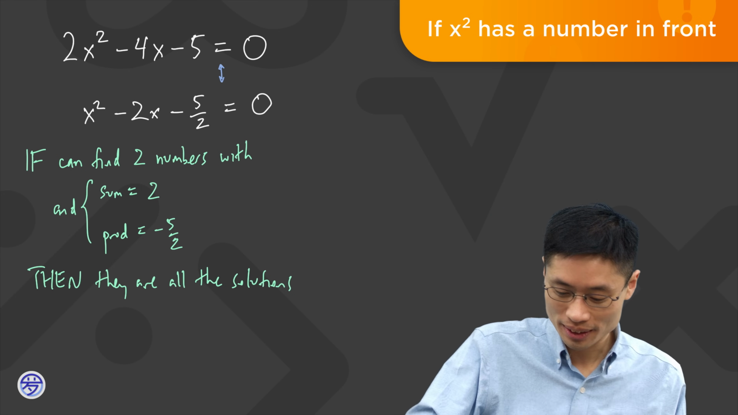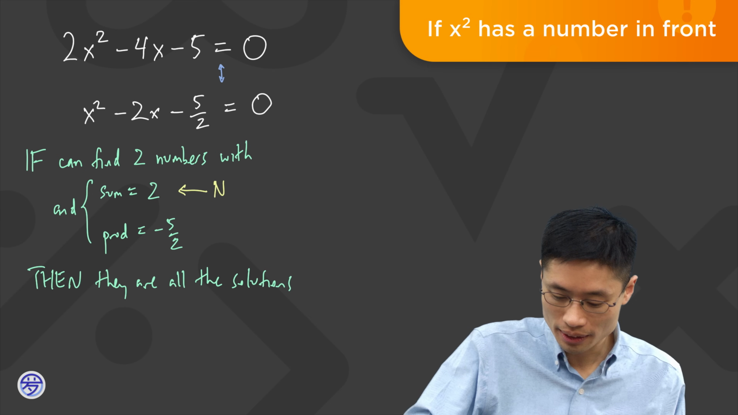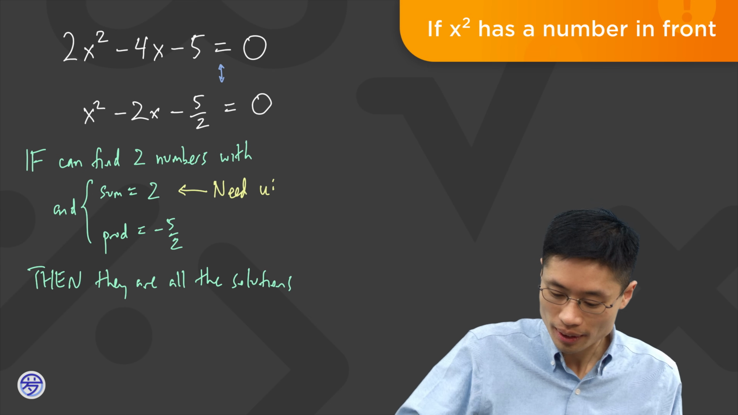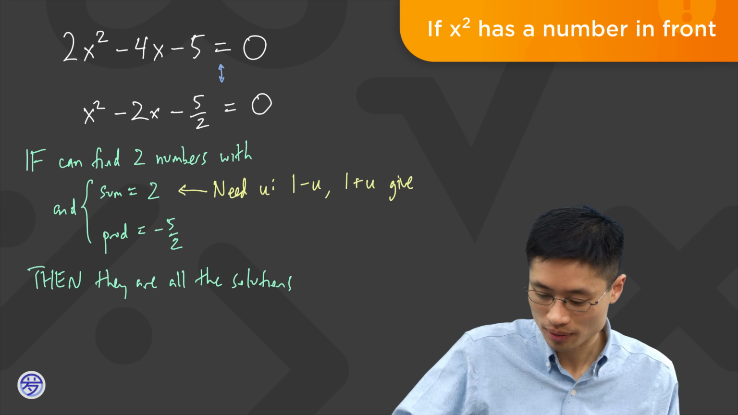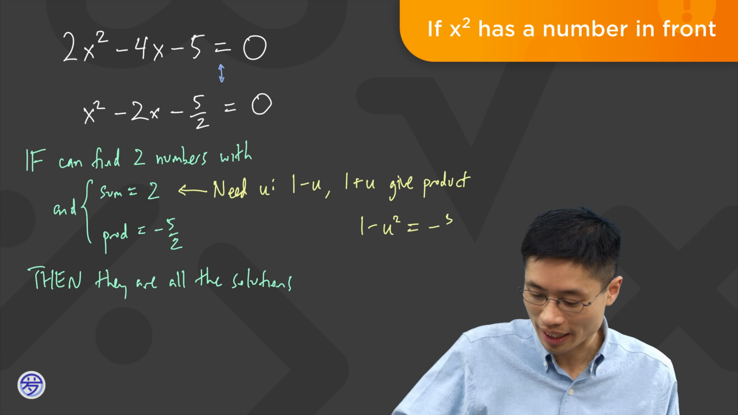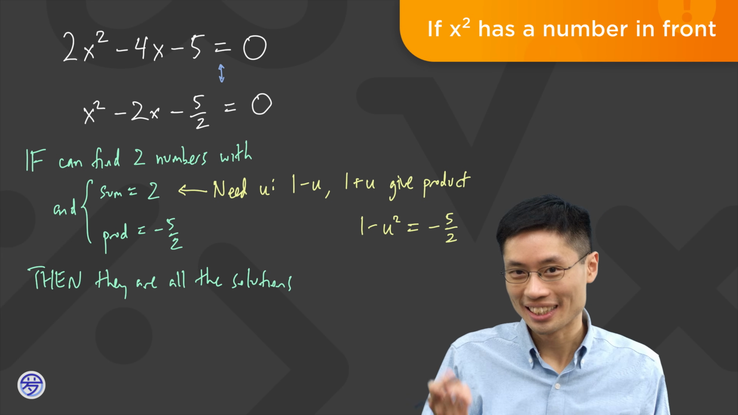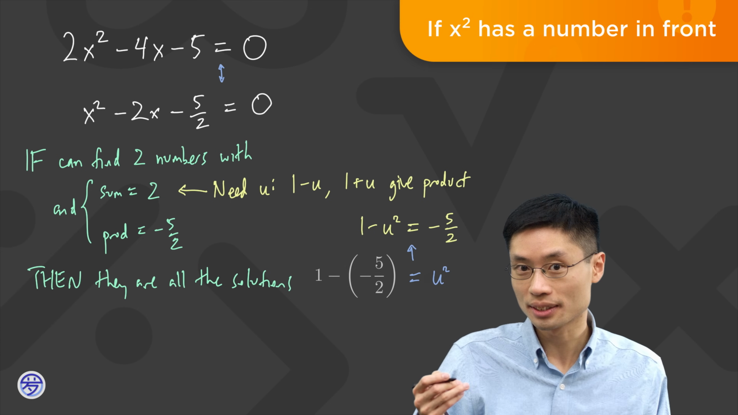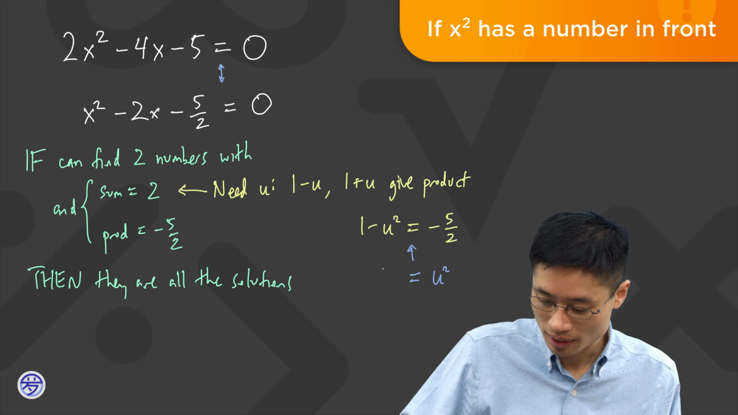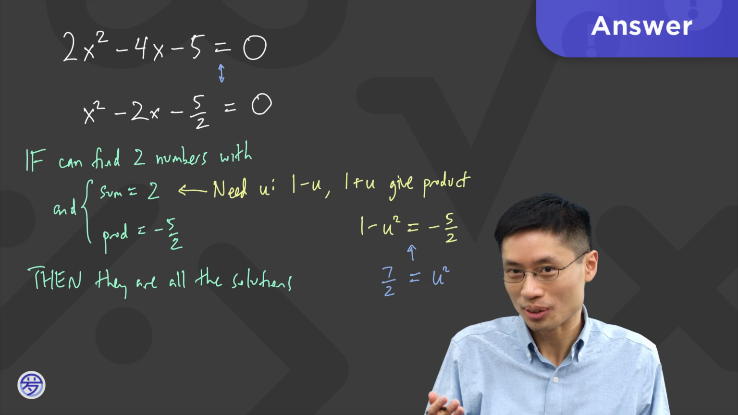Following what we've done before, we just need u so that 1 minus u and 1 plus u give the product. And that's the same thing as 1 minus u squared being negative 5/2. Okay, how to get that? Just as before, I could get that by having a u squared, which is 1 minus negative 5/2, which is 7/2. And we're just using fractions.